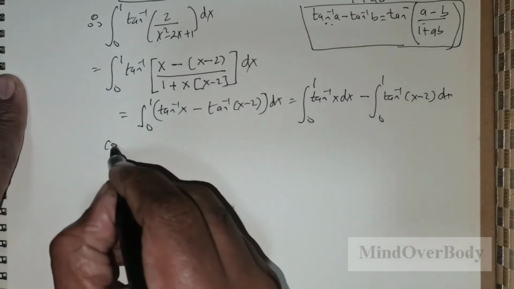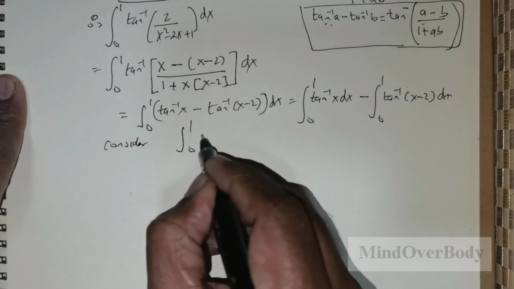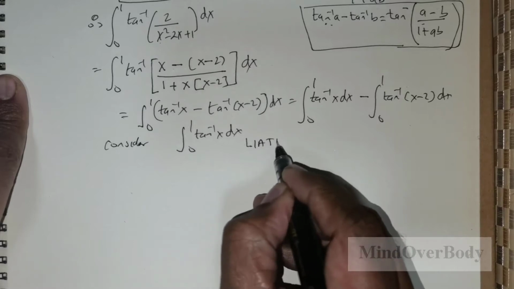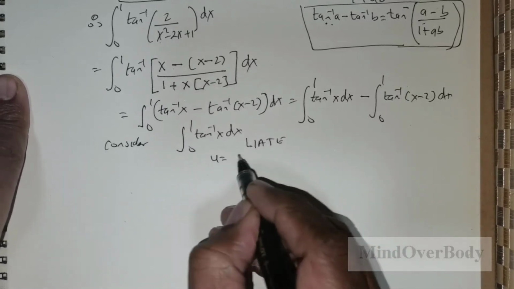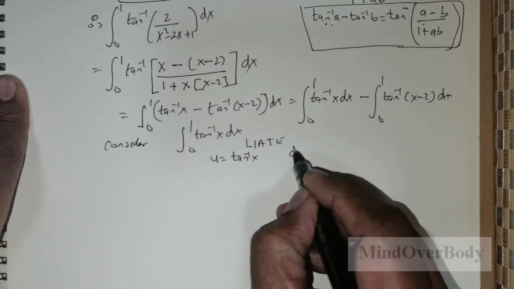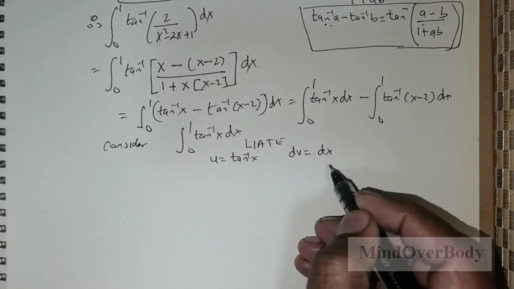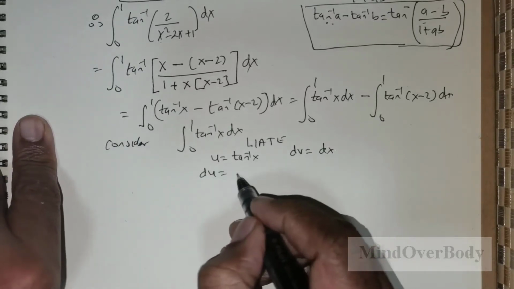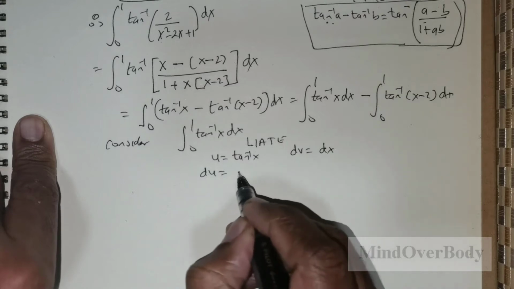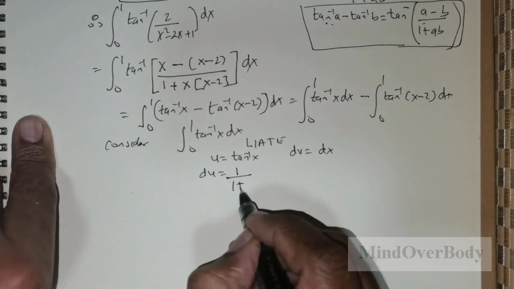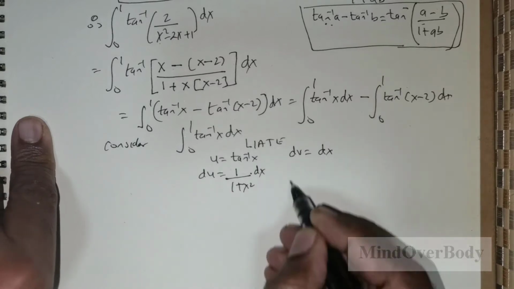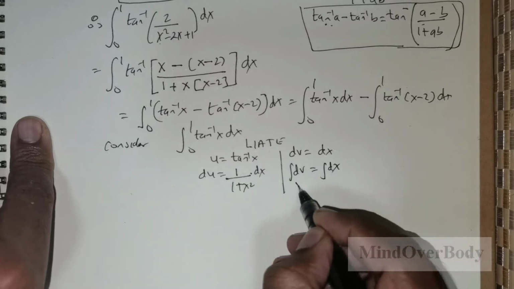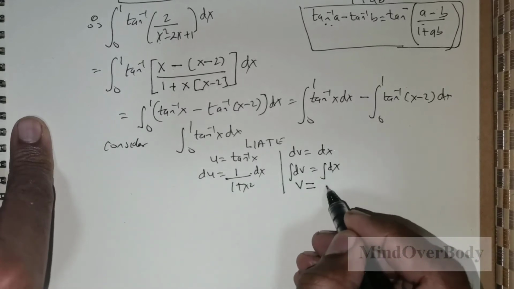Now consider the integral from 0 to 1 of tan inverse of x times dx. I'm going to use LIATE, integration by parts. So I take my u to be tan inverse of x and my dv to be dx. Differentiating u would give me du, and the differential of tan inverse of x is 1 divided by (1 positive x squared) times dx. Now I need to get v by integrating dv. The integral of dv is v, and the integral of dx is x.